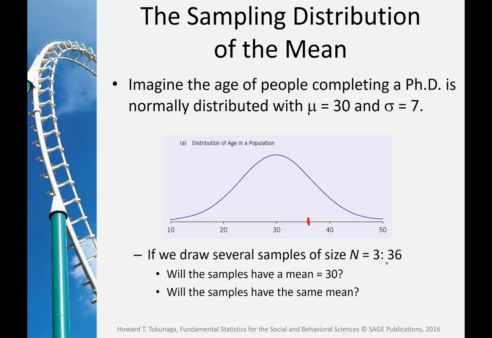So I collected all the data of the 3 people, including myself. And my sample mean was 36 years old. A little off, okay? But 36 years old, so that's the red dot on the curve. That's the place for 36 years old.